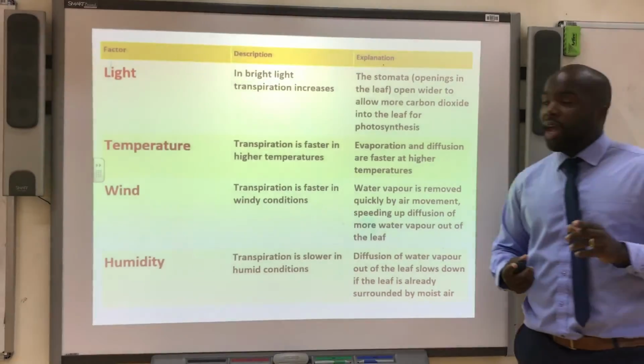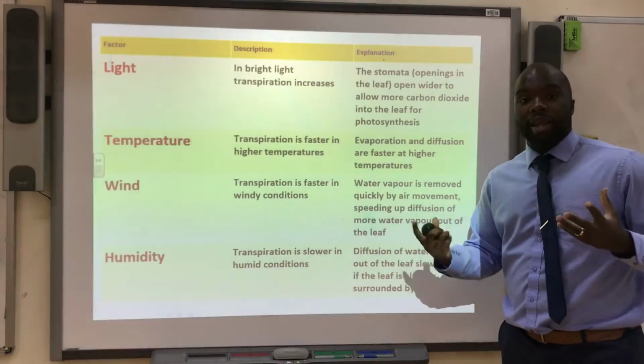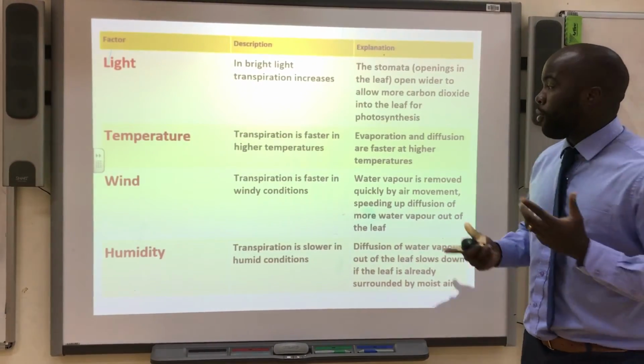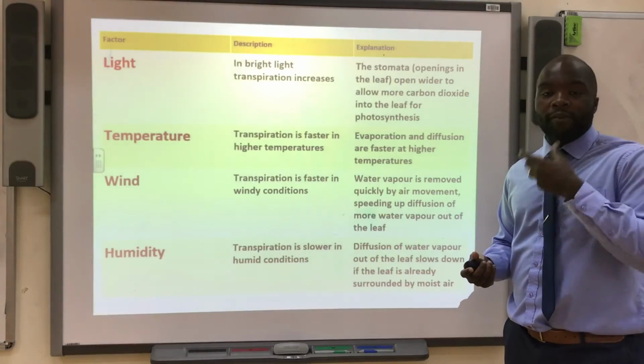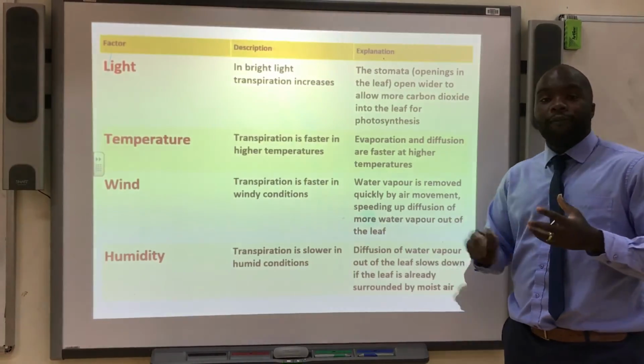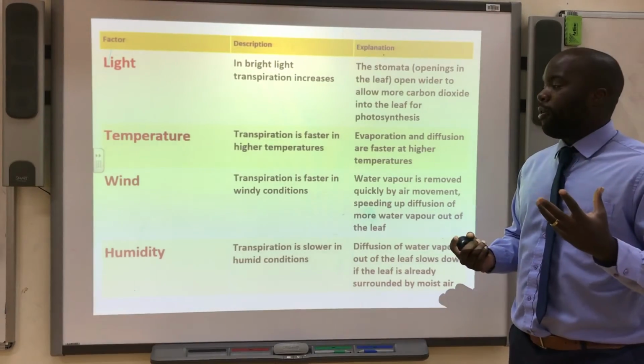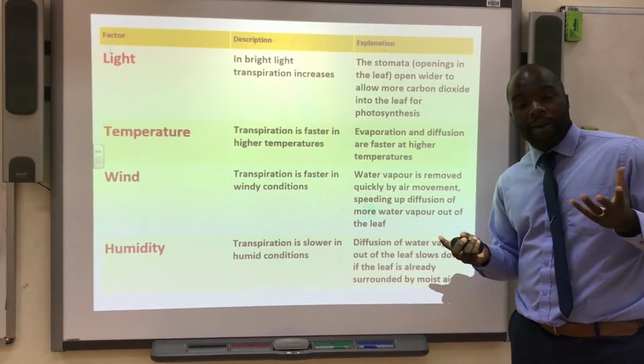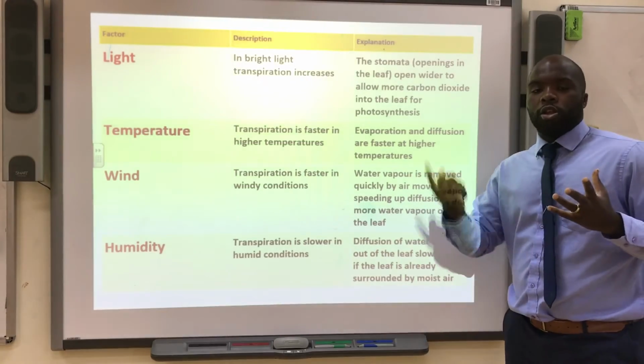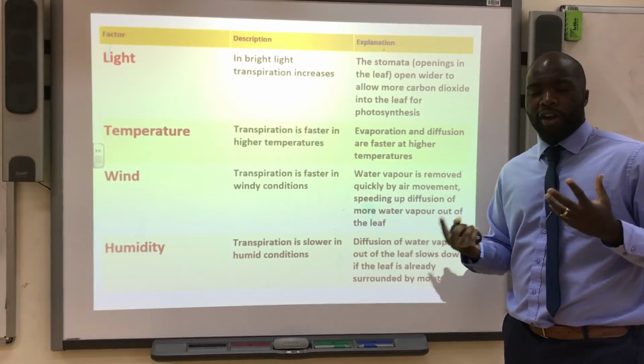The next one we want to look at is temperature. The higher the temperature, the faster the rate of transpiration, quite simply because evaporation and diffusion are faster at higher temperatures. Okay? Now let's look at how wind affects the process of transpiration. The windier the conditions, the faster the rate of transpiration.